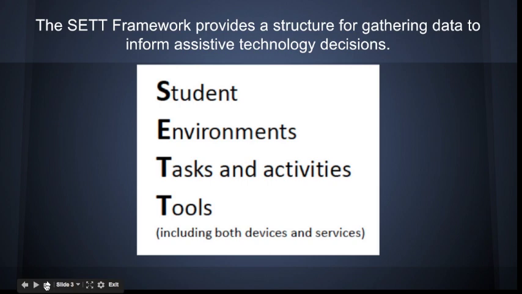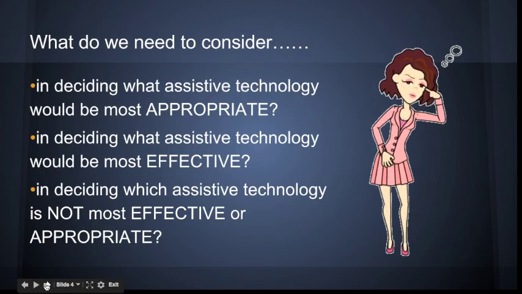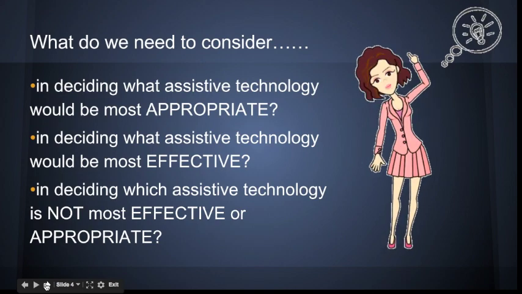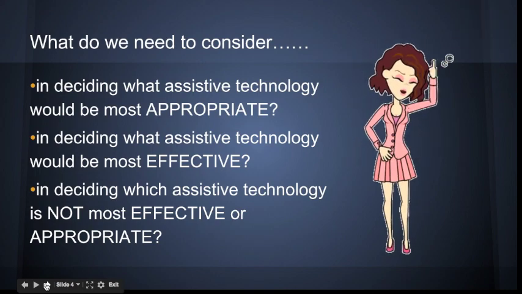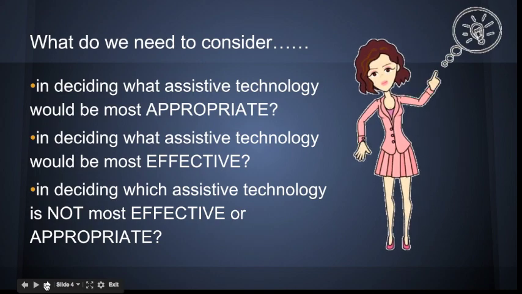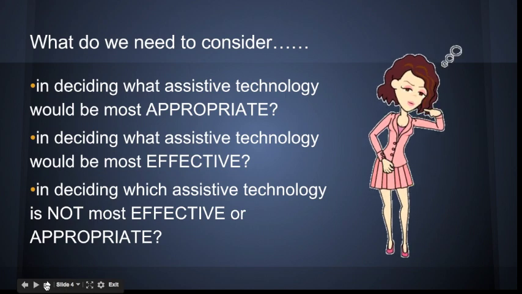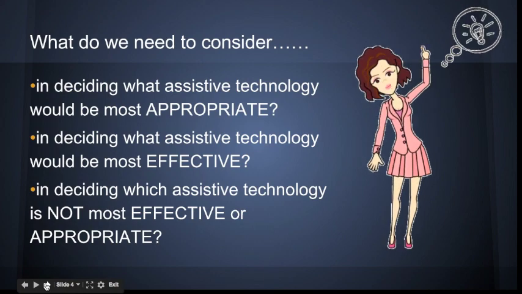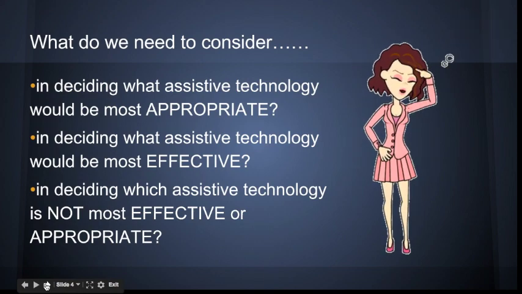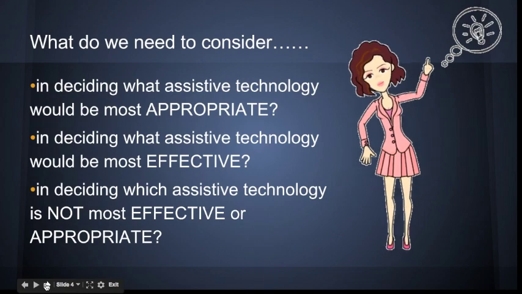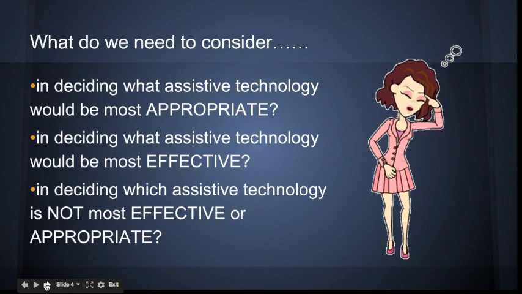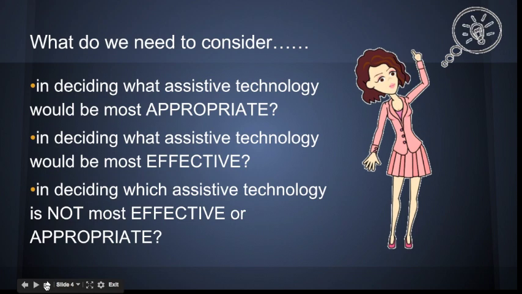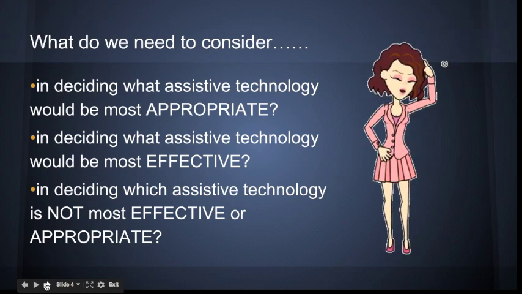When you're considering the SETT framework, we have to take into consideration what assistive technology tools would be most appropriate for a student. What assistive technology would be most effective for a student, because keep in mind, what works for one student may not work for another student. We also have to consider what would not be effective or appropriate. So we really need to weigh the pros and cons of the different types of assistive technology for each student individually.